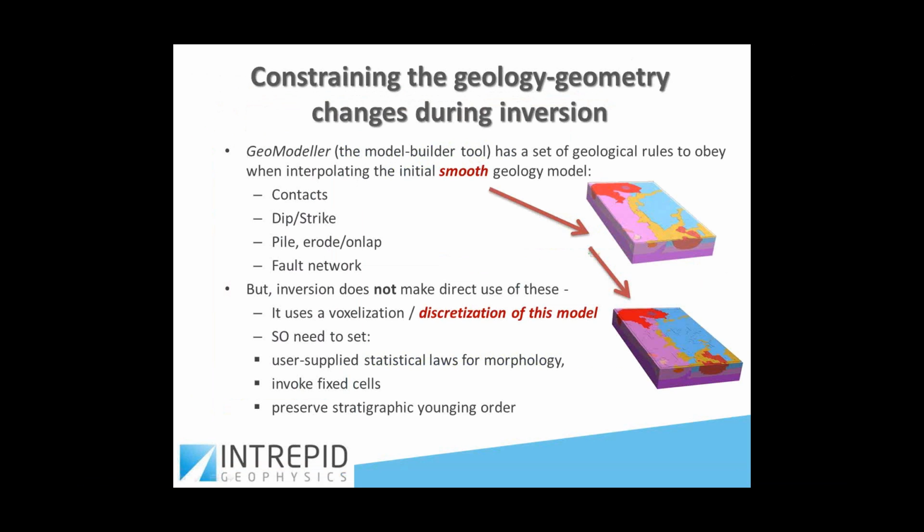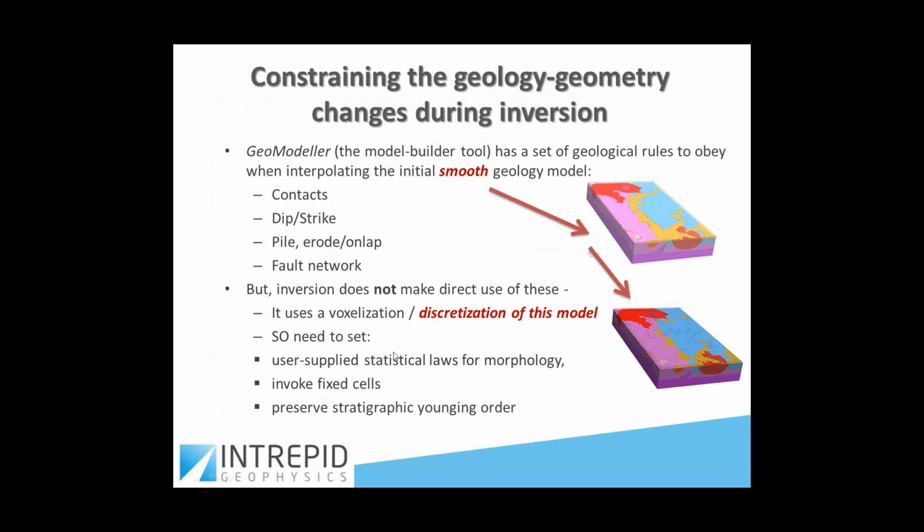So I just wanted to acknowledge that in GeoModeller we can build our smooth geological model by honouring and obeying the constraints which are our primary geological data, contacts, dip and strike data, the constraints of the geological stratigraphic pile, and also the fault network. But when we move away from that space, from having a smooth geological model of implicit surfaces, we're moving now into discretization of that model.